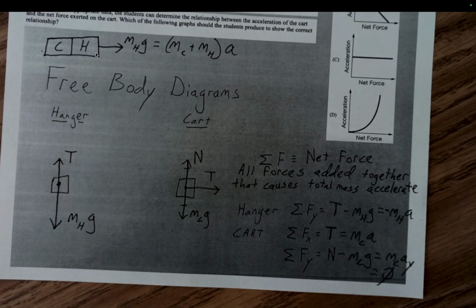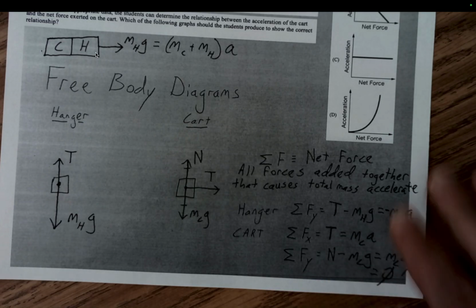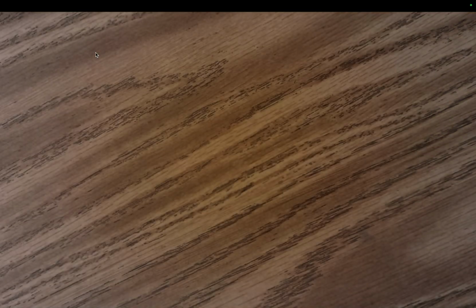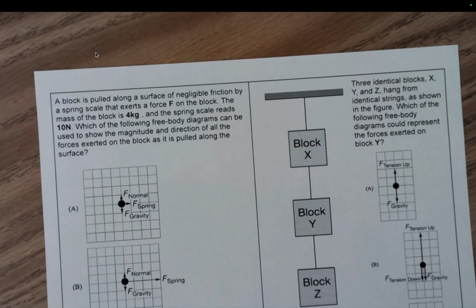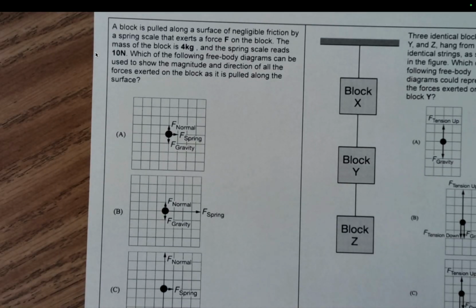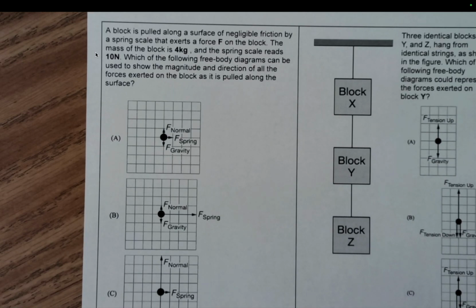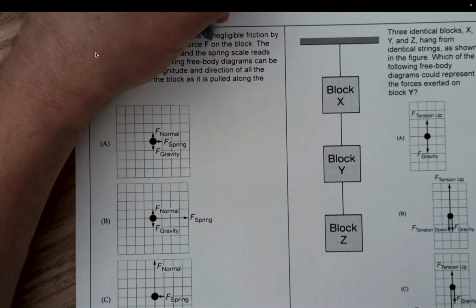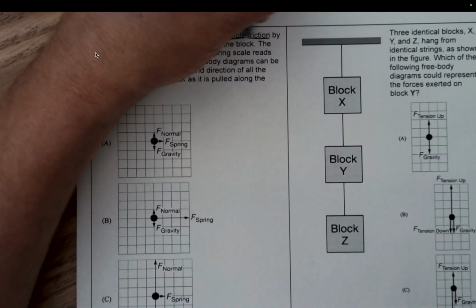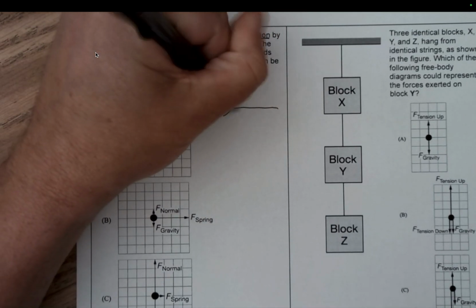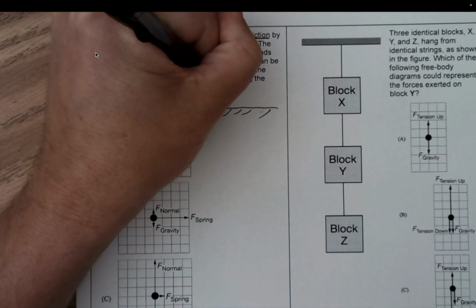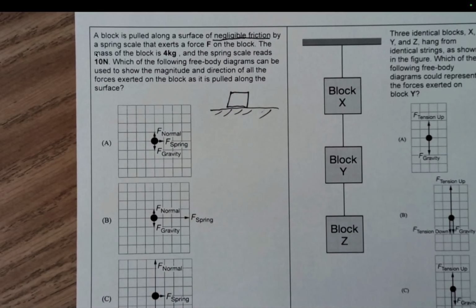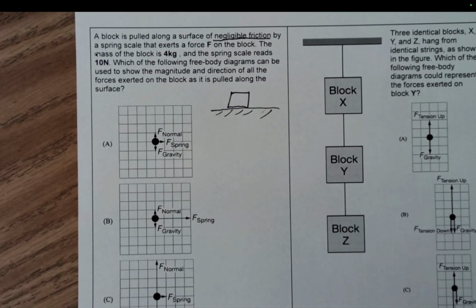So now I want to take it to some more example questions that will be asked during this AP exam. So first, with this question here, we have a block that's being pulled along a surface of negligible friction. Once again, negligible friction is saying that friction is not going to be there. And I like to draw out the problems where I have this cart or a block. It's being pulled along a surface of negligible friction by a spring scale that exerts a force on the block.